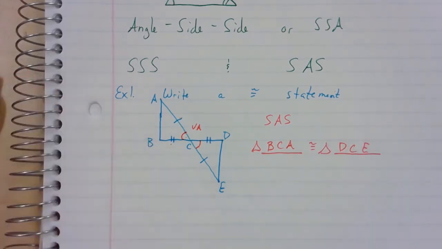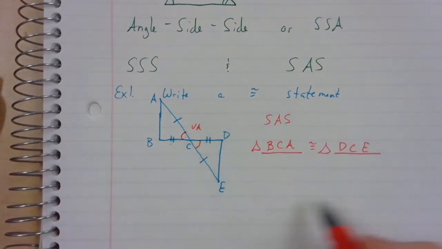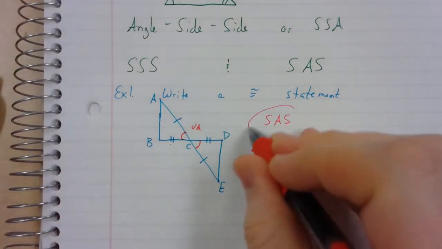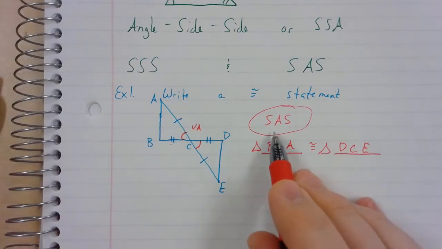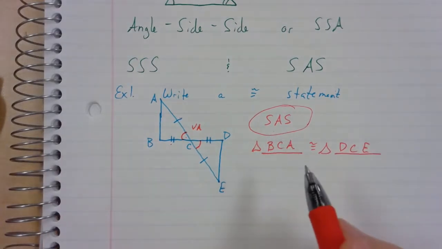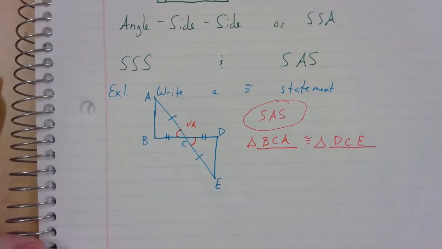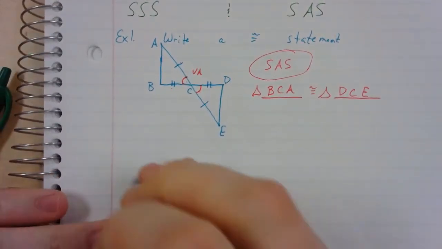All right? Here are the things I would look for, right? Everything in red I would need to see for this problem. You need to tell me how you know. What justifies this? Side, angle, side. Any questions there? All right. Example 2, same thing.